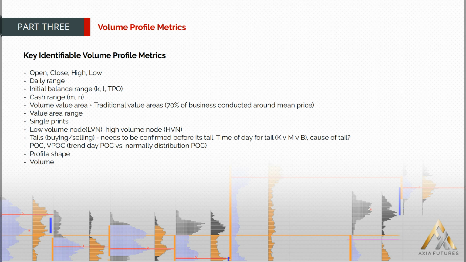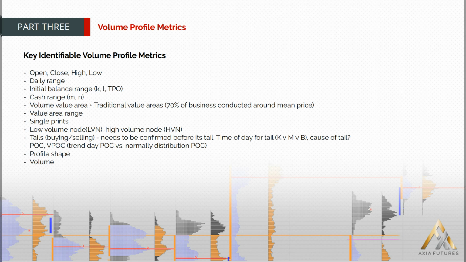Then we have the cash range. Now the cash range is typically the hour after the initial balance, so it's the second hour of trading in the day. This traditionally gets depicted with an M and an N TPO print. Note, however, that it doesn't have to be an M and an N, it can be any letter. Just for ease of understanding, we're going to use M and N.